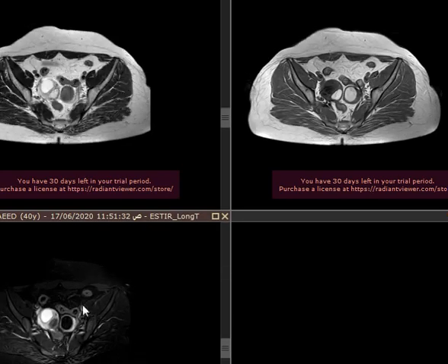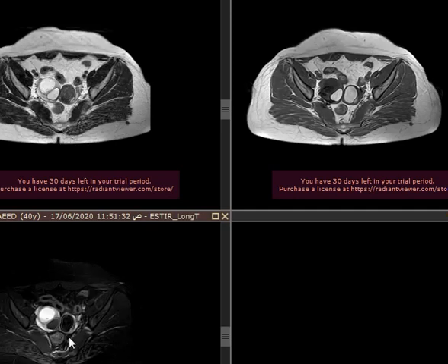Okay, this is the fat sat sequence. I see this one, as you say, the cystic lesion is hyper on T2 and hypo on T1 and not suppressed by fat sat. So it is cystic in nature, basically it's fluid.